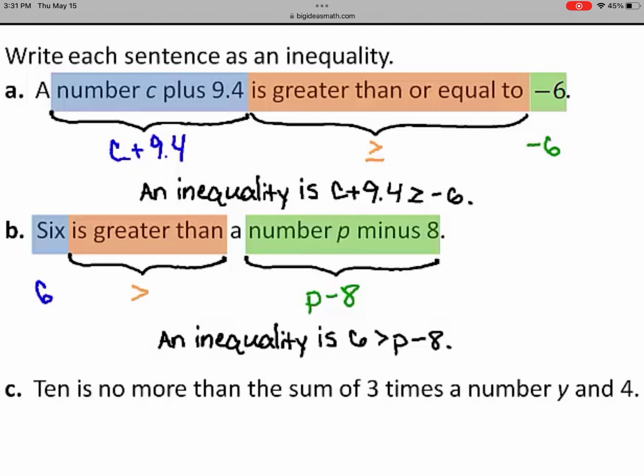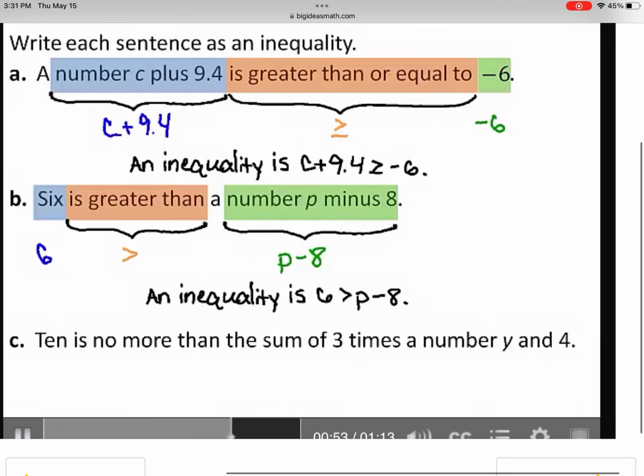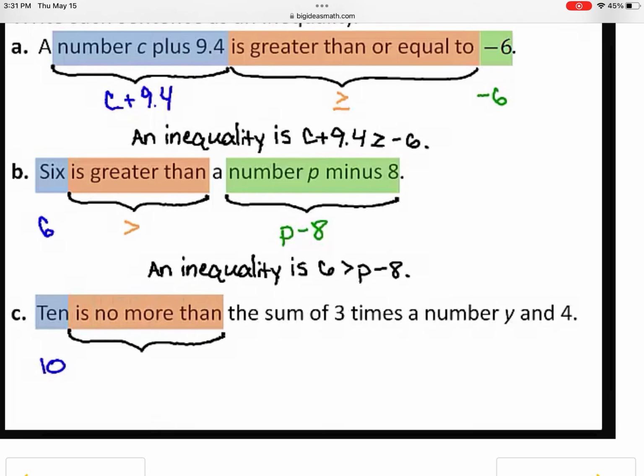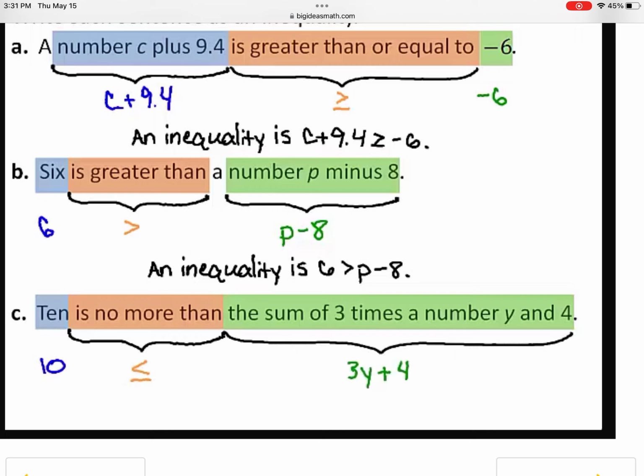Part C. 10 is no more than the sum of 3 times a number y and 4. Bring down the 10. The phrase is no more than tells you to use the inequality symbol less than or equal to. And the phrase the sum of 3 times a number y and 4 can be rewritten as 3y plus 4. So an inequality is 10 is less than or equal to 3y plus 4.